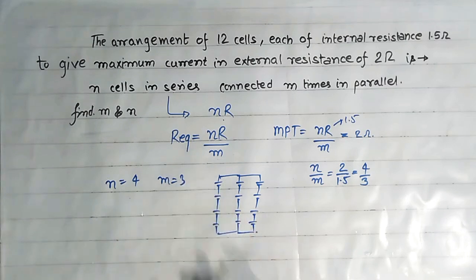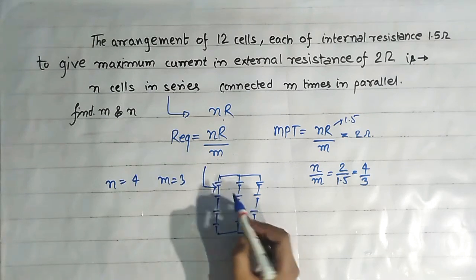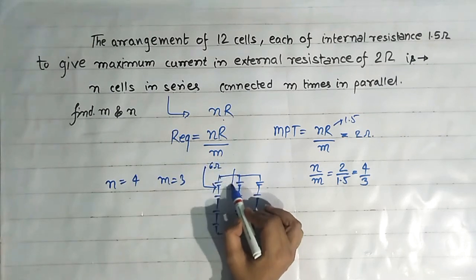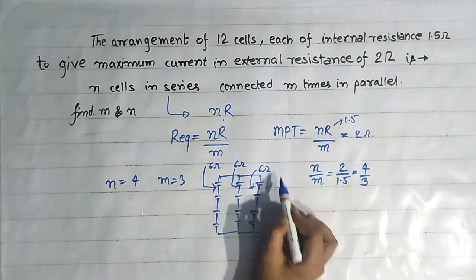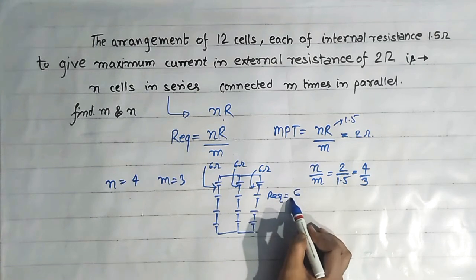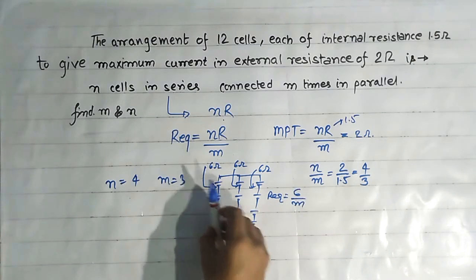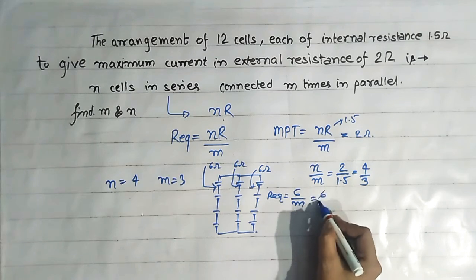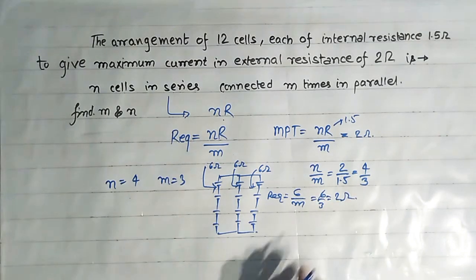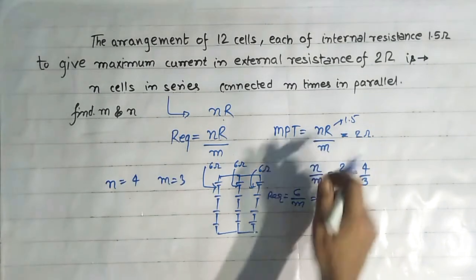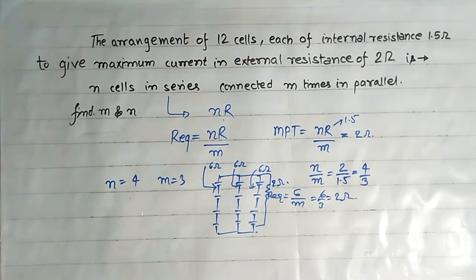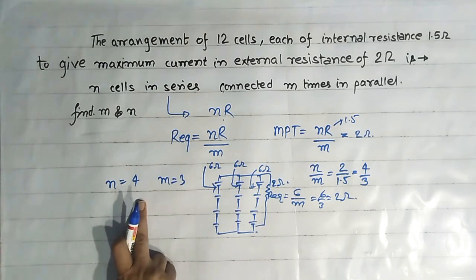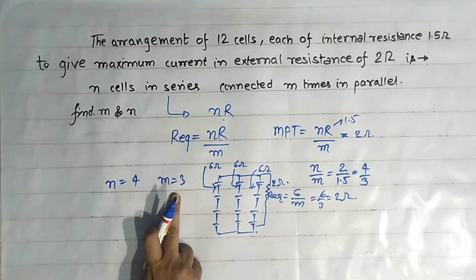So here the internal resistance of each cell is 1.5 ohm. So the total resistance of each branch is 6 ohm, that is 1.5 into 4, that is 6 ohm. And the total equivalent resistance is equal to 6 by m, where m is the total number of these rows. So 6 by m is equal to 6 by 3, that is equal to 2 ohm. So in that case this 2 ohm becomes equal to the external resistance connected to it, that is also 2 ohm. So the answer is n equals 4 cells in series and m is equal to 3.